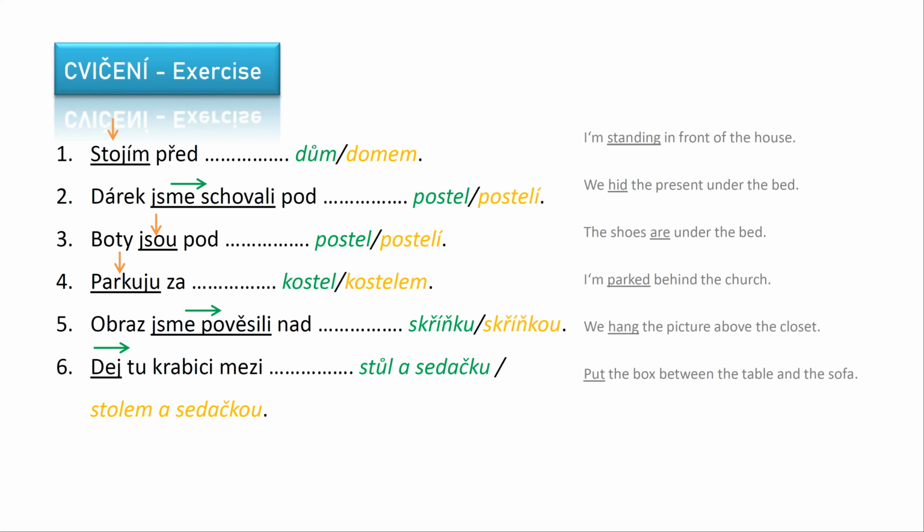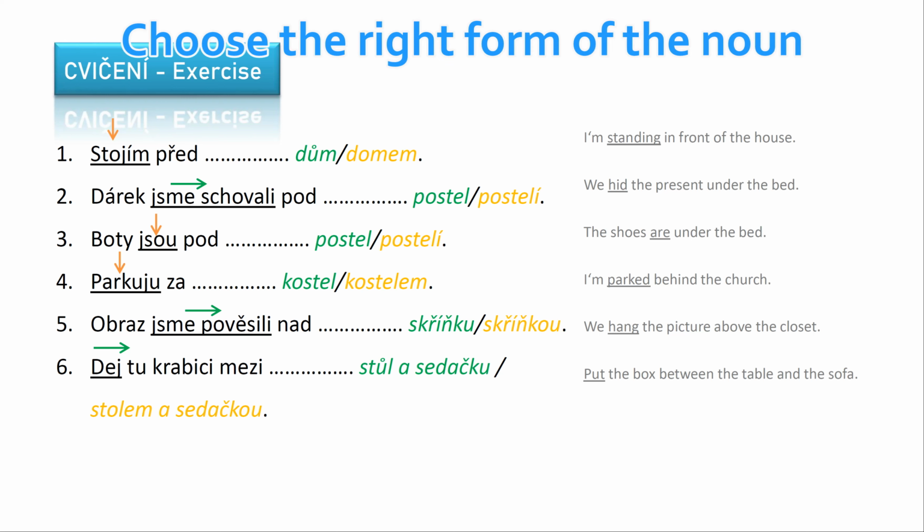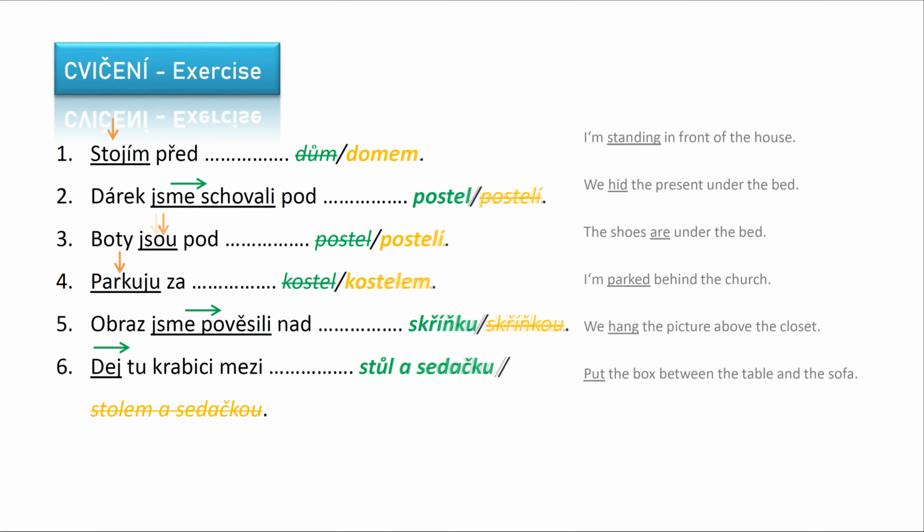Číslo 5. Obraz jsme pověsili. We hang the picture. We had to make a movement to hang this picture, right? Číslo 6, number 6. Dej tu krabici, put or place the box. So this is a movement again. And your third and last task is very easy because you can just match the colors with the options. So pause the video and we will check it in a minute. And ta-da! This is the final solution.